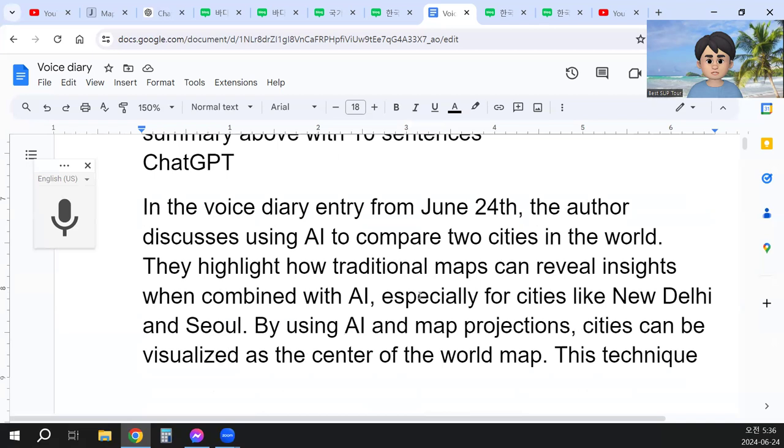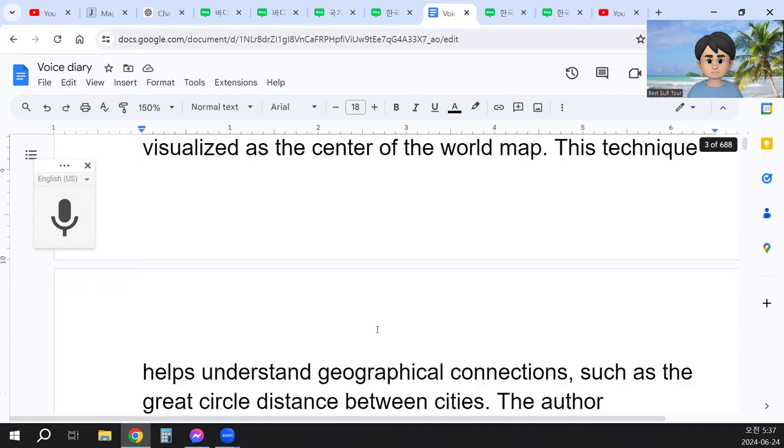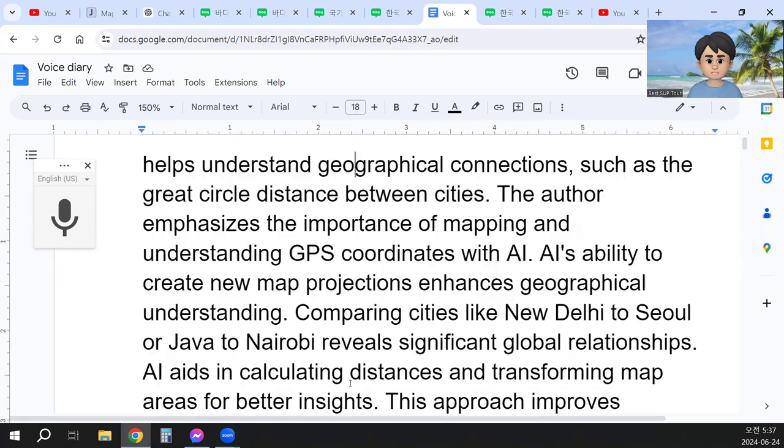In the book's diary entry from June 24th, the author discussed using AI to compare two cities in the world. They highlight how traditional maps can reveal insight when combined with AI, especially for cities like New Delhi and Seoul. By using AI and map projection, cities can be visualized at the center of the world map. This technique helps understand geographical connections, such as the Great Circle distance between cities. They also emphasize the importance of mapping and understanding GPS coordinates with AI.